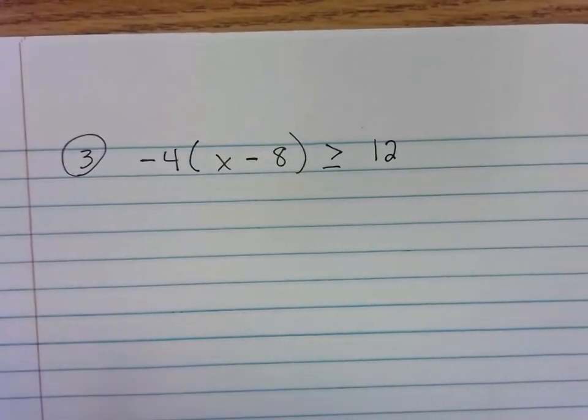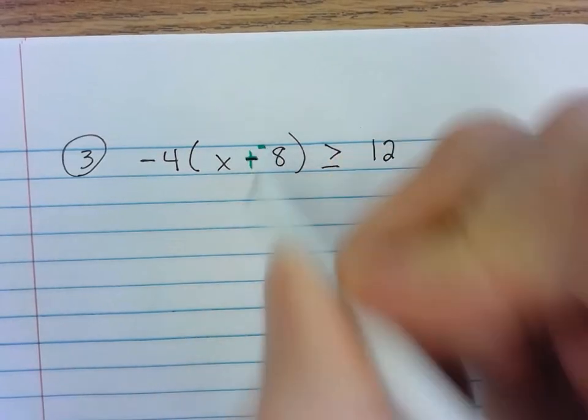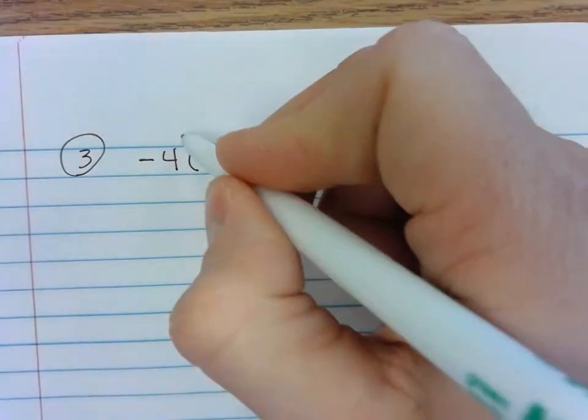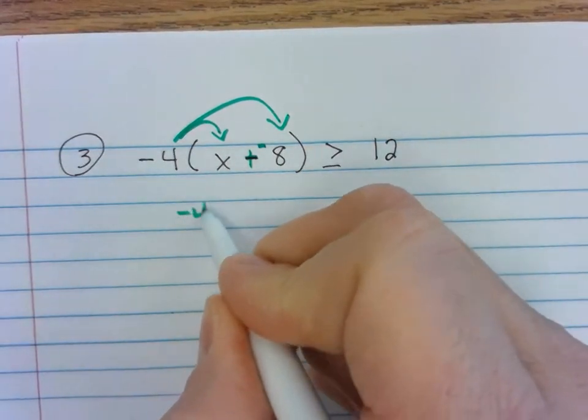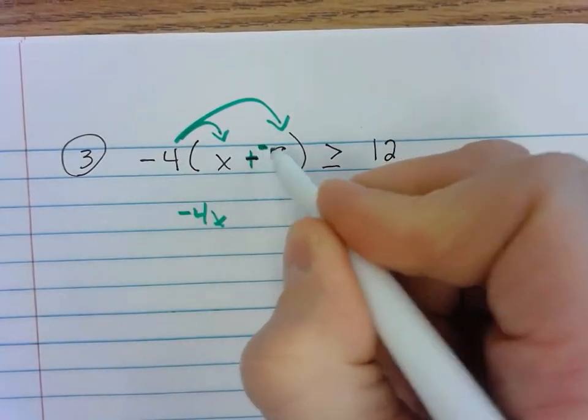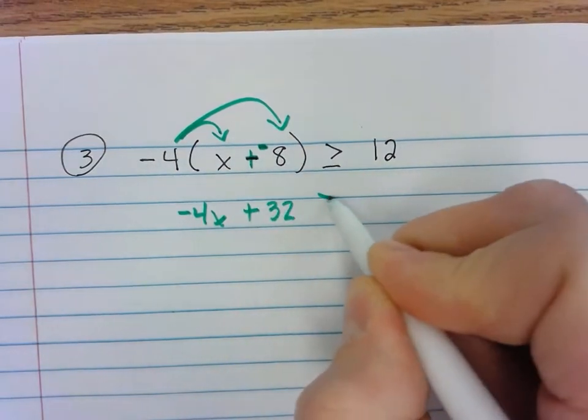All right, so let's run through this real fast. First thing, got a subtract sign in there. I'm going to do additive inverse to that. Next thing, distributive property. -4 times x is -4x. -4 times -8, a negative times a negative is a positive, and 8 times 4 is 32.